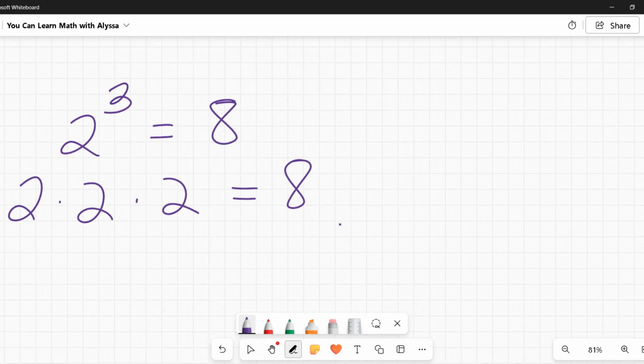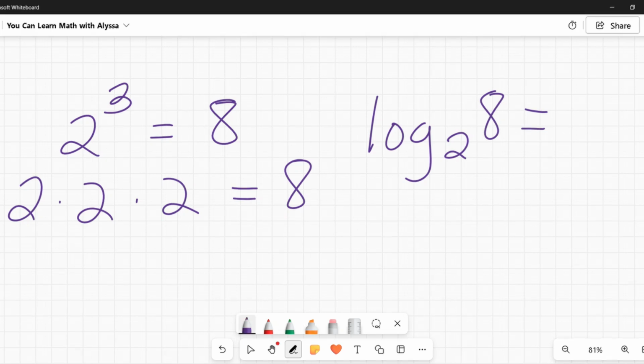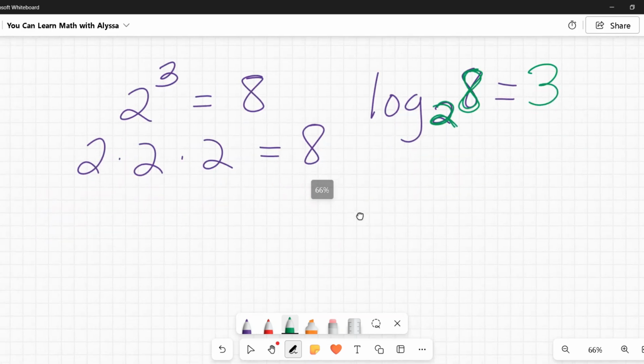A log is asking sort of the inverse of that. If I'm given this problem, it's a variation of that, but it's asking how many times do I need to multiply 2 by itself to get to 8? And I would say 3 times. I multiply 2 by itself 3 times to get to 8. So that's how they're connected.